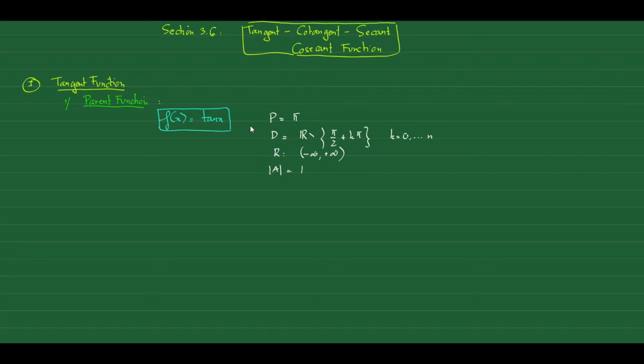Another thing I want you to notice for the tangent function is that it is an odd function. Yes, it is an odd function because tangent of negative x equals negative tangent of x. So the odd function is symmetric about the origin.